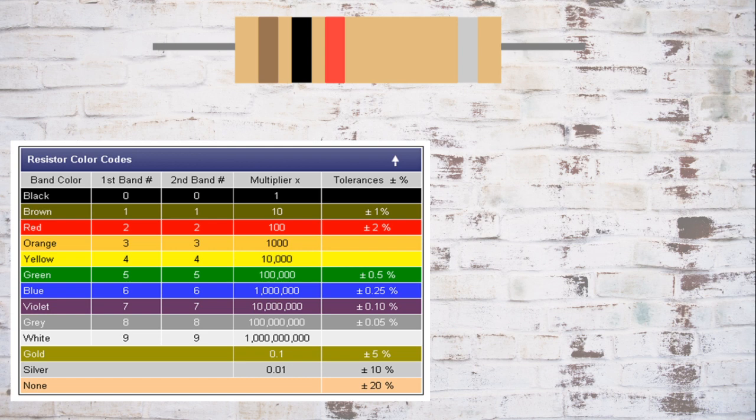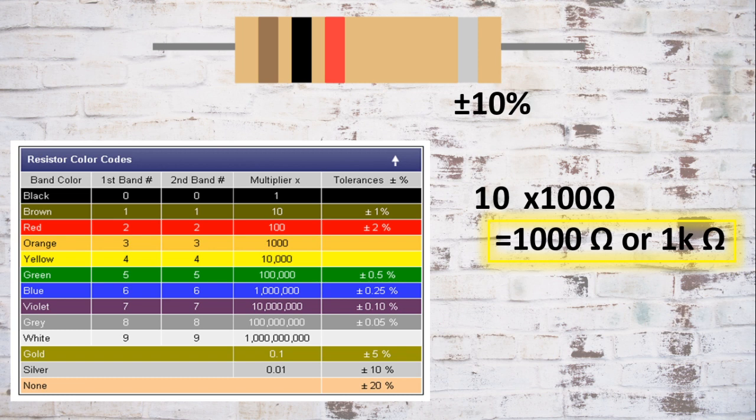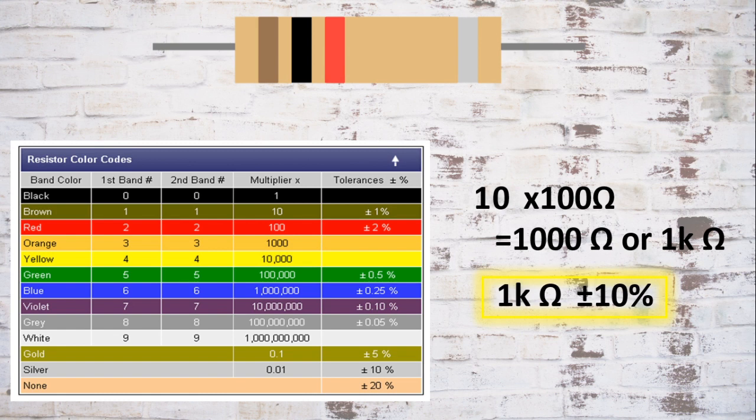Let's go on to our another example. If we look at this resistor, we have brown, black, red, and silver. Brown gives us a value of 1. Black gives us the value of 0. Red gives us the multiplier of times 100 ohms. And silver gives us the tolerance value of positive negative 10%. So we have 10 times 100 ohms and that gives us the value of 1000 ohms or 1 kilo ohm with the tolerance value of positive negative 10%.